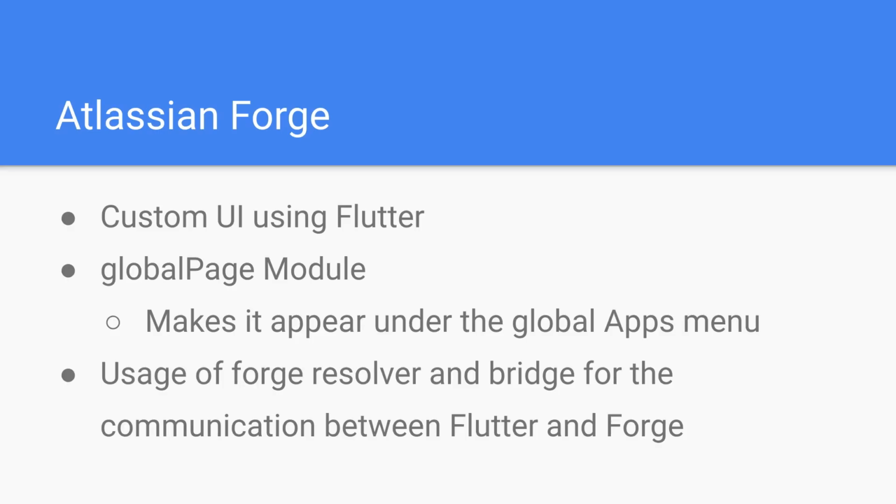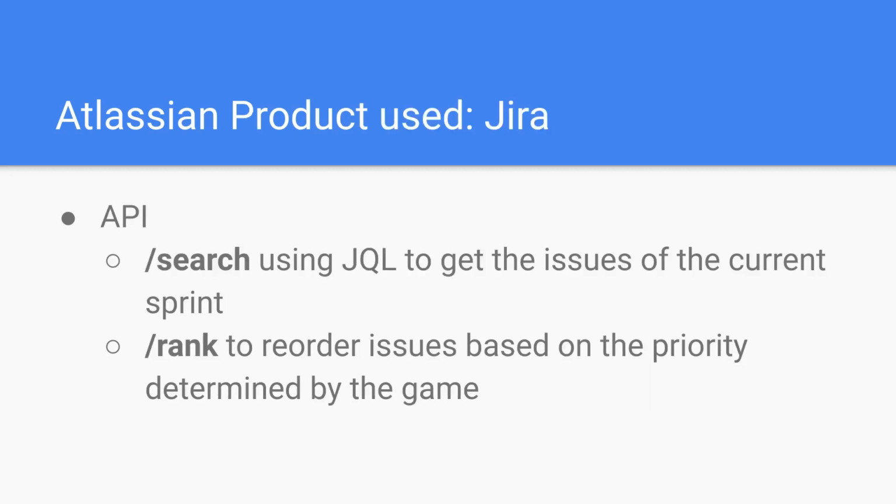The app was built on Atlassian Forge using a custom Flutter UI. It is then added to the Global App menu using the Global Page module. Communication between Forge and Flutter is done using the Resolver and Bridge NPM packages. The Atlassian product used for this game is Jira. This is accomplished using two API endpoints. The search endpoint using JQL to get the issues of the current sprint board, and rank to order issues based on the priority determined by the game.